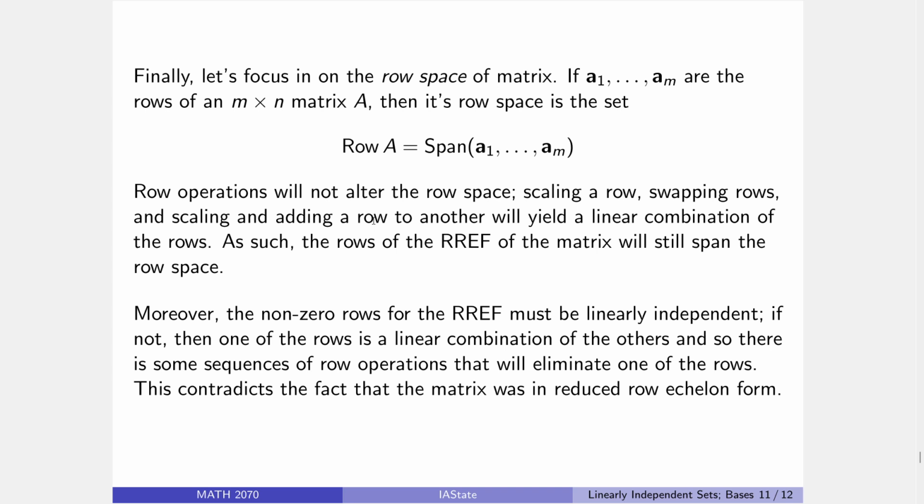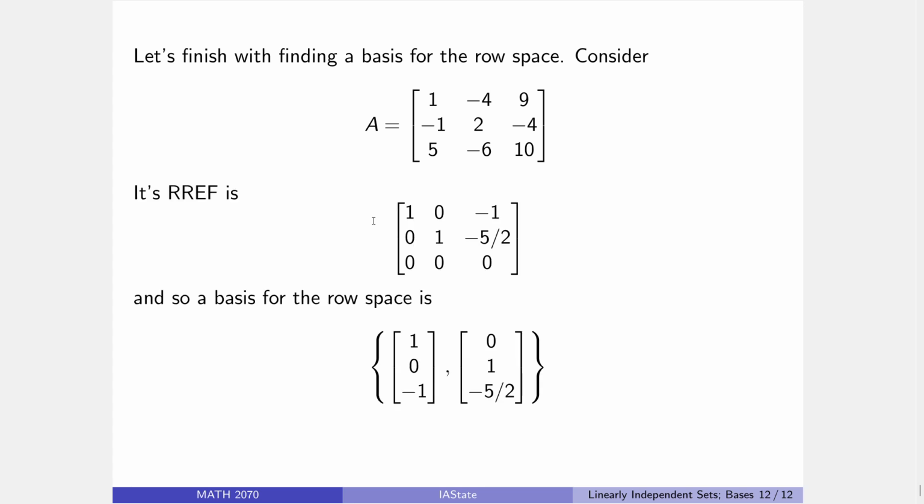So finding a basis for the row space is pretty easy. Take a matrix, get its REF, and the non-zero rows are a basis. Now note, the rows are read horizontally, but the vectors we'll write vertically. So just something to keep in mind. But there you go. Three of the fundamental subspaces of a matrix: null space, column space, and row space. We now know how to get bases for these things.